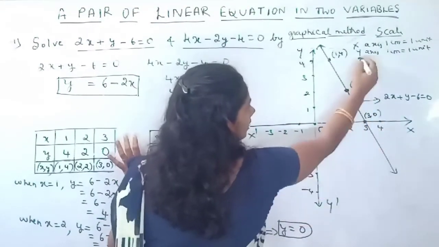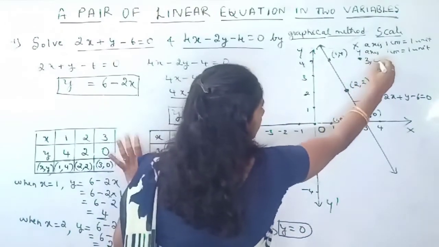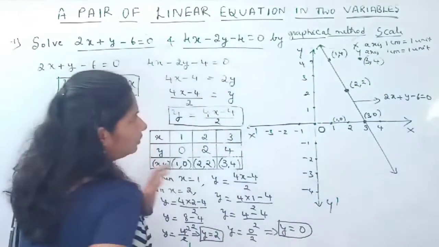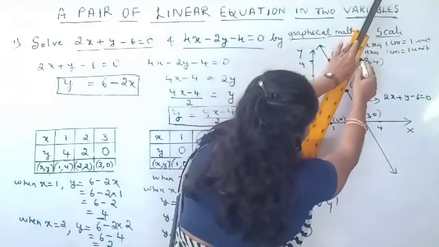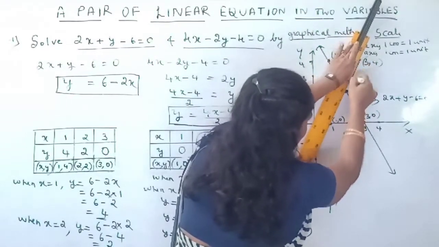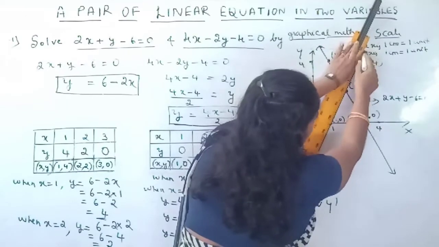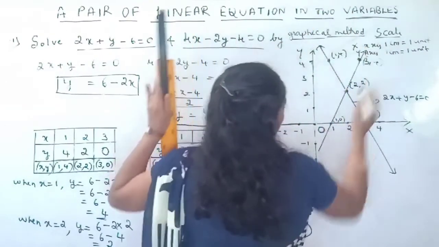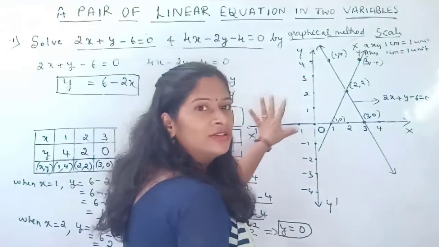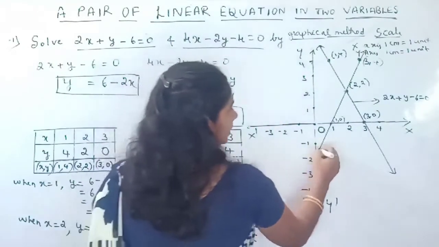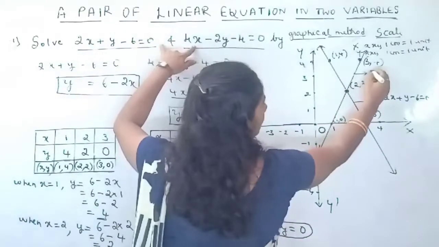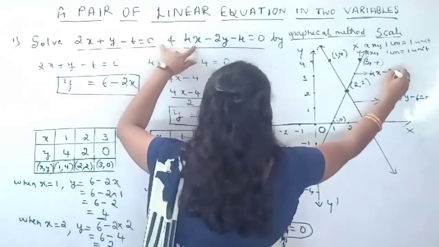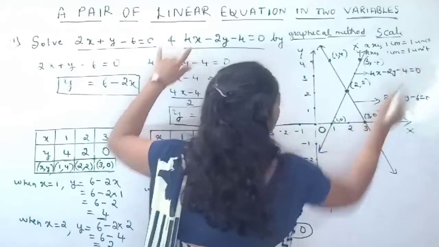You have to plot in a graph sheet, children. So it is (3, 4). Now we have to join these 3 points. Always you will get a straight line only, children. All the points lie on a straight line only. This graph represents the second linear equation in two variables, that is 4x minus 2y minus 4 equal to 0.